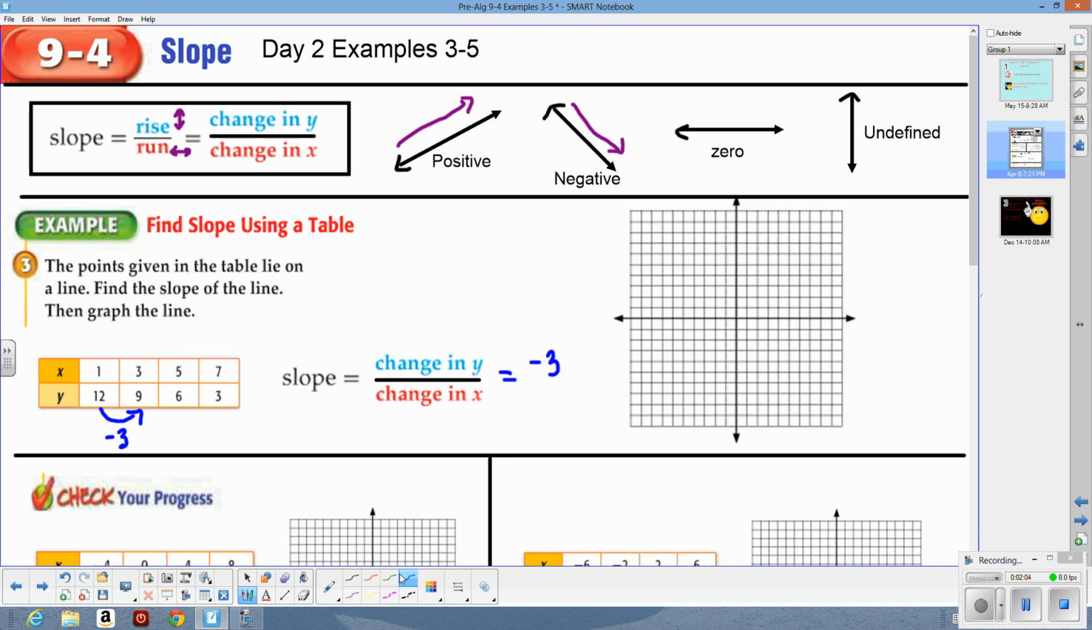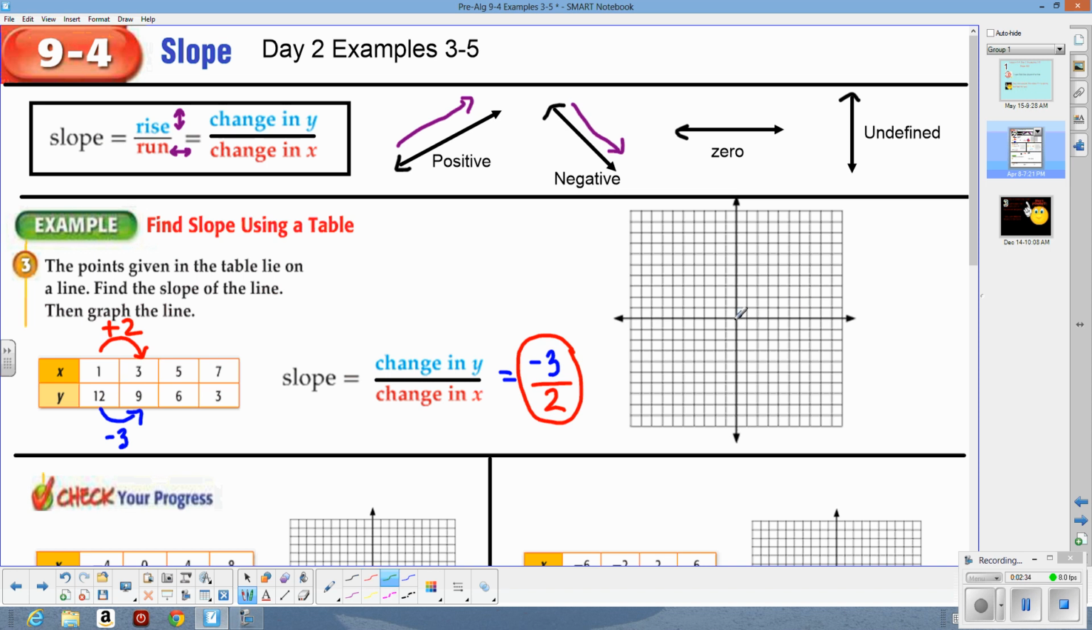And then the change in x, from 1 to 3, that increased by 2. So negative 3/2 is the slope. Now, since the slope is negative, when I go to plot these points, I should end up with a line that's going downhill like this. So let's check that out.